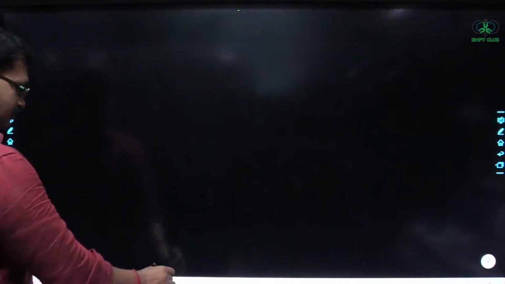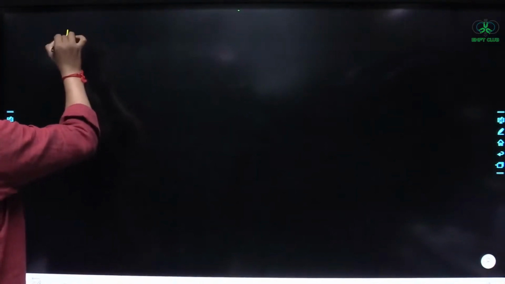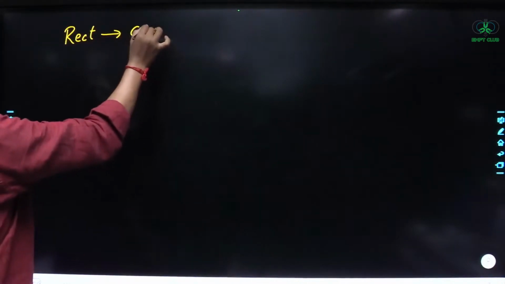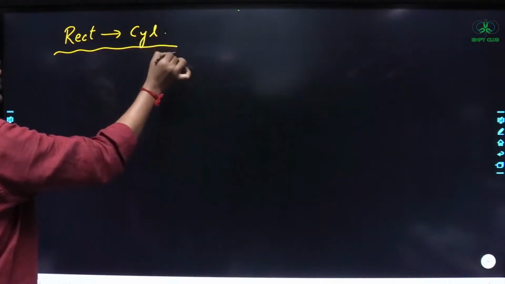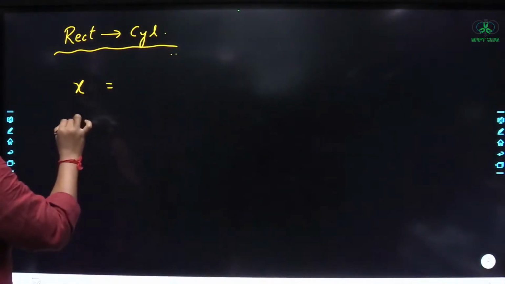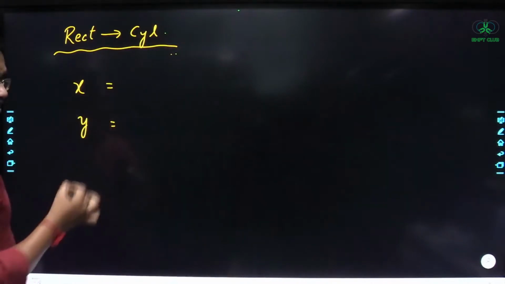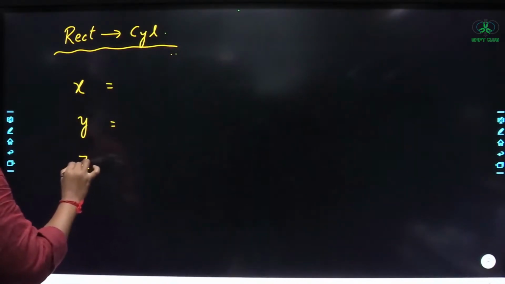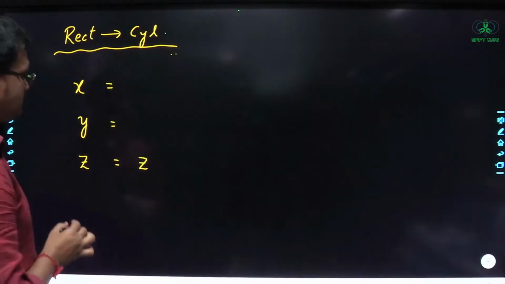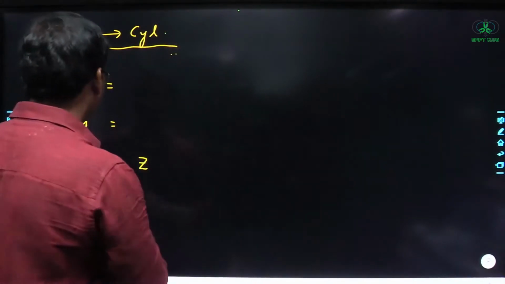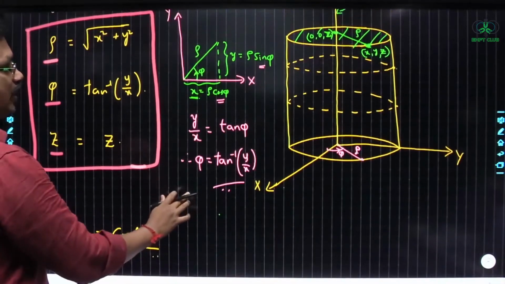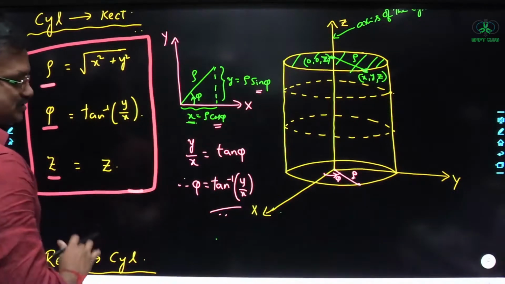Now similarly, we try to represent the rectangular coordinates in terms of cylindrical coordinates. It is very simple. You have to represent x in terms of cylindrical coordinates, y in terms of cylindrical coordinates, and z will be the same as z only. There is no need to do it again here, because we already got the x value in terms of cylindrical coordinates.